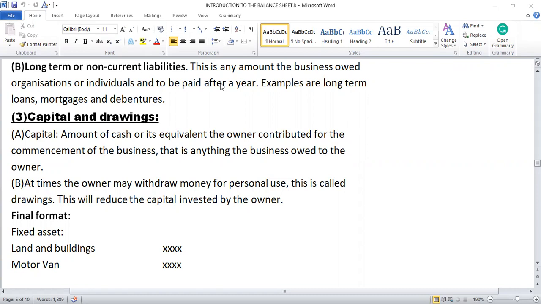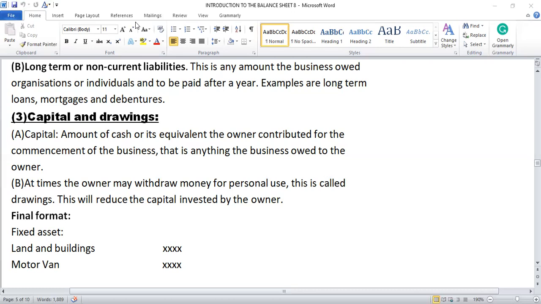Before I continue, the balance sheet is a very important subject. Every accountant should be able to prepare a balance sheet. If you are an accountant and you don't know how to prepare a balance sheet, in any organization where you are employed, you will be sacked because you are not a competent accountant. Every competent accountant should be able to prepare it. So please pay much attention to this particular subject.